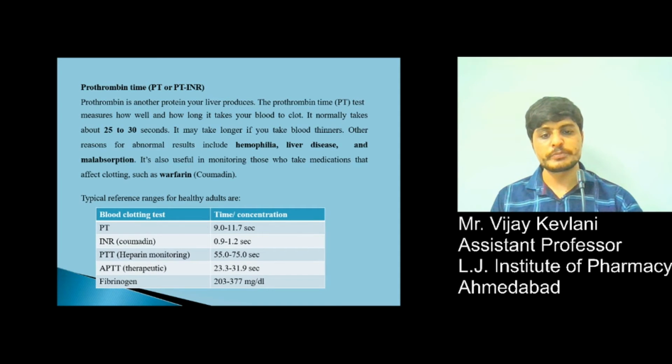Very first is prothrombin time. Normal value is 9 to 11 seconds. INR, that is international normalized ratio, is 0.9 to 1.2. PTT is 55 to 75 seconds. PTT is nothing but partial thromboplastin time, and APTT is activated partial thromboplastin time. Next is fibrinogen, that is 232 to 377 mg per dL.